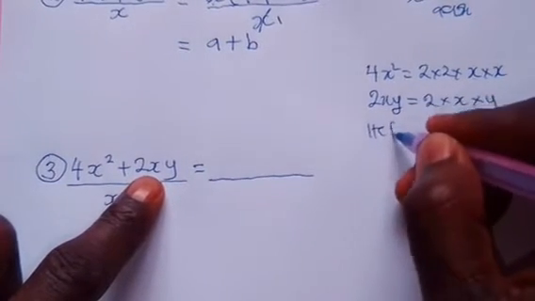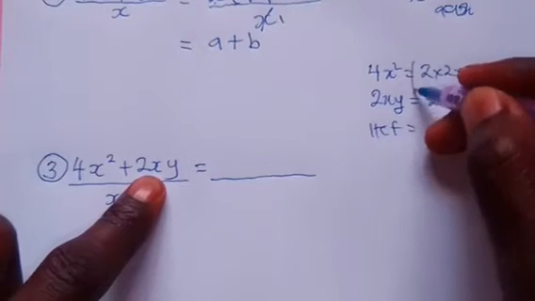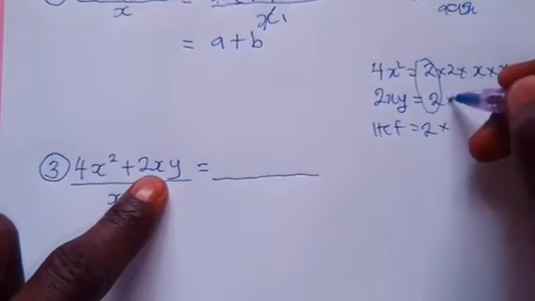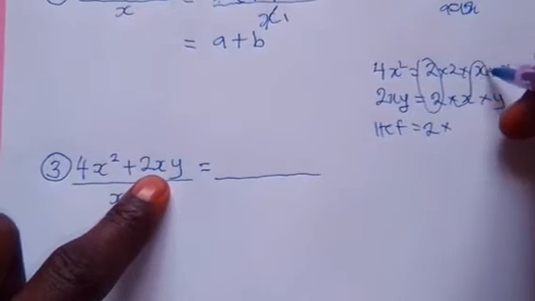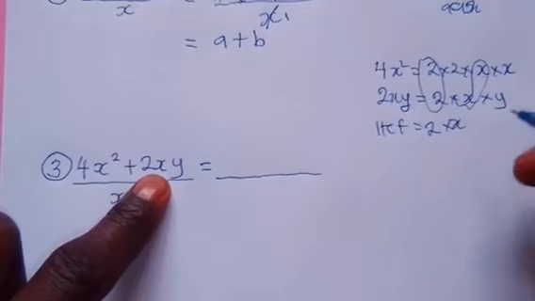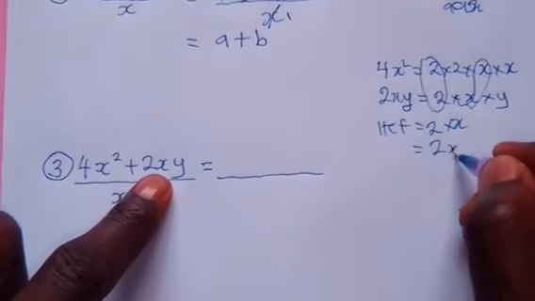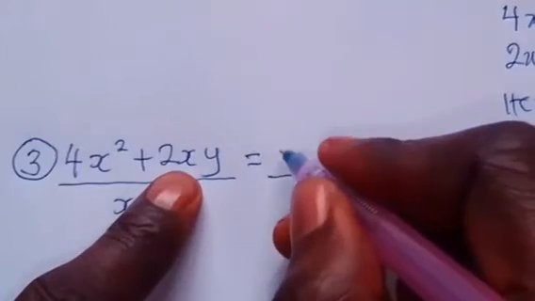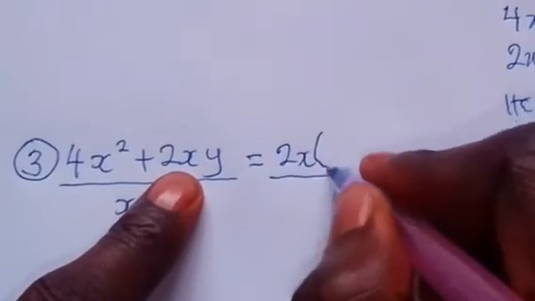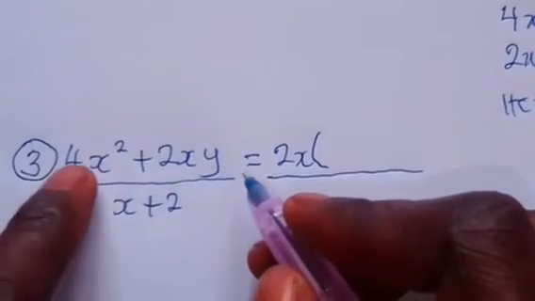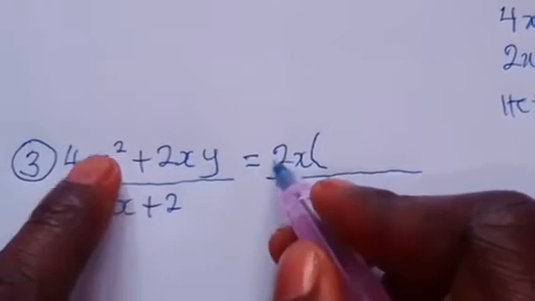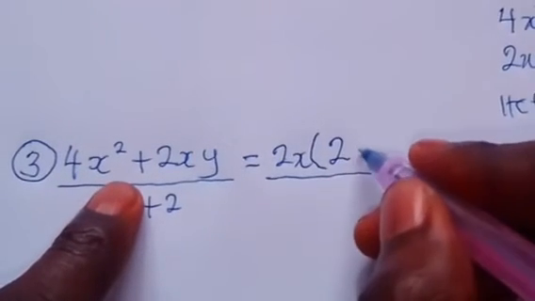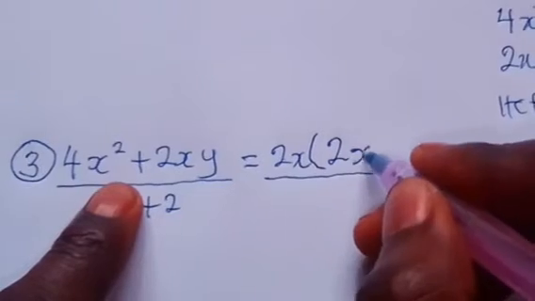So the h.c.f. in this case will become, since we are having a 2 here, we are going to write it out 2 times, then we are having x, which is common for both numbers. We are going to write out the x. So eventually we have 2x as the common factor. So we come in here, we write out our 2x, we open the bracket, and we divide. 4x squared divided by 2x. The 2 will cancel the 4 to give us 2. Then the x squared will cancel the x to give us x.